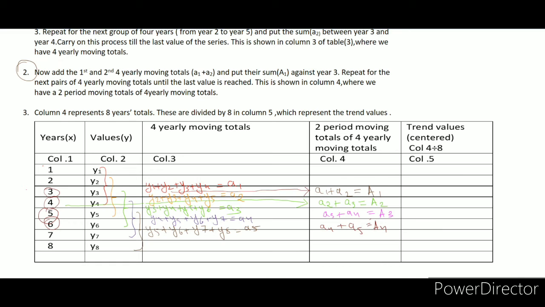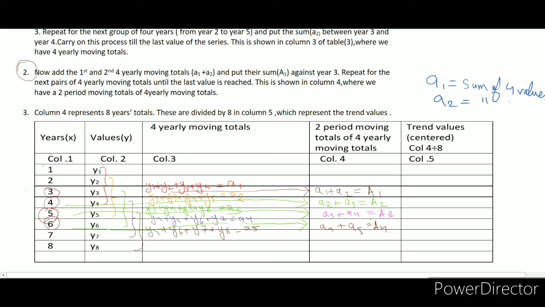Okay, so this next value and these values, so you're able to center and assign it against the year. So the next step is simply dividing these totals by 8. Okay, so the reason is we are dividing by 8. Now if you notice that A1 is a sum of 4 values.